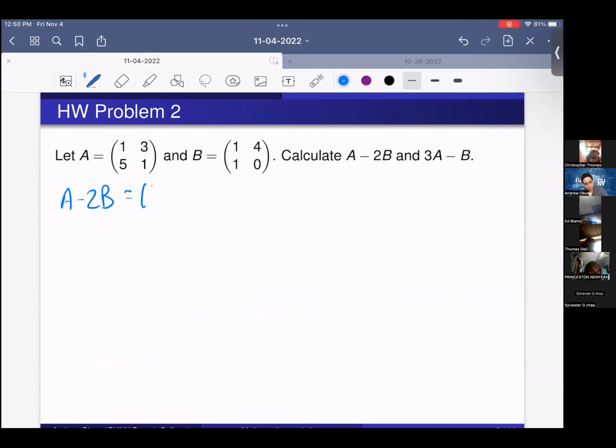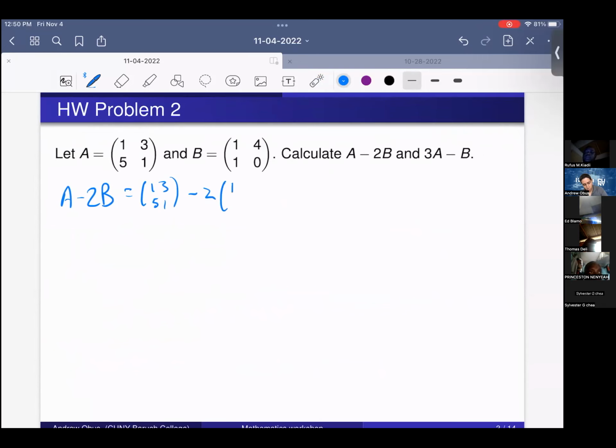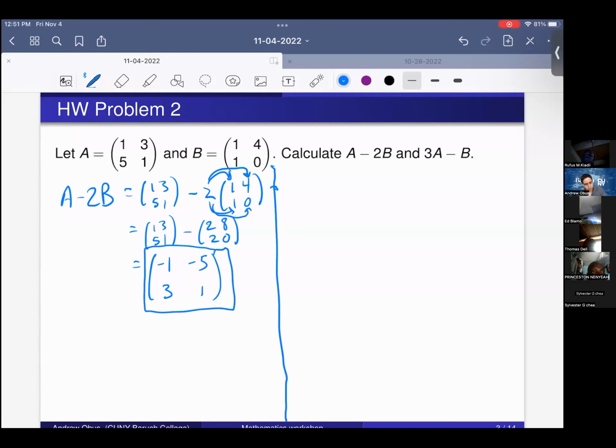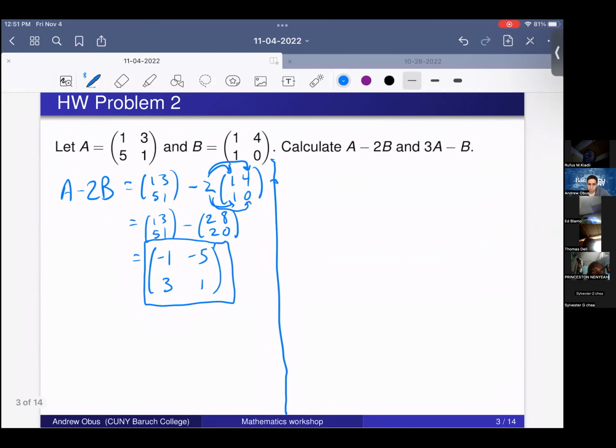So A minus 2B is equal to 1351 minus 2 times 1410. And that's equal to 1351 minus 2820, because remember, we multiply the 2 by everything. We just multiply it by every entry in the matrix. In the end, you just have to subtract every entry from its corresponding entry in the other matrix. So 1 minus 2 is minus 1, 3 minus 8 is minus 5, 5 minus 2 is 3, and 1 minus 0 is 1. So this is the answer for the first part. This should be relatively straightforward.